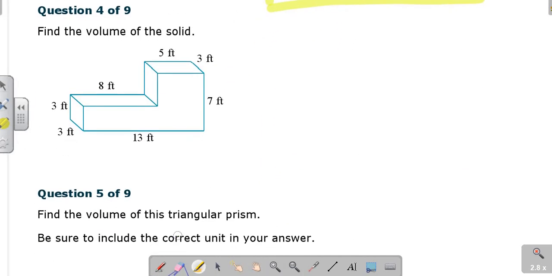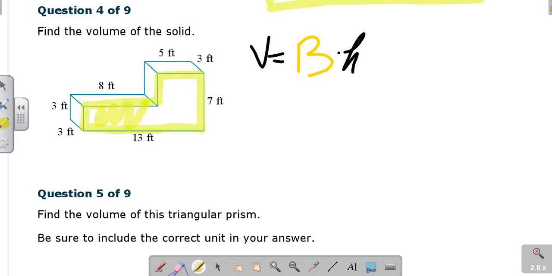Find the volume of the solid. It's just simply going to be volume. This solid is a prism. Base times height. And my base is a composite base, which are these two L's. That's my base. And height would be the distance between the bases, which in this case is 3.